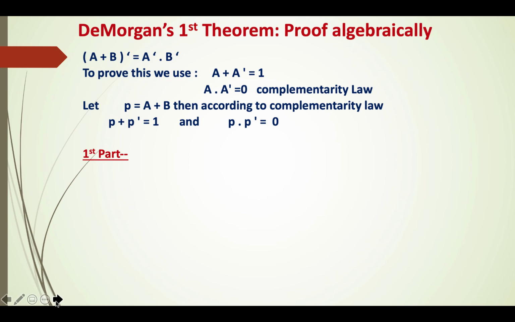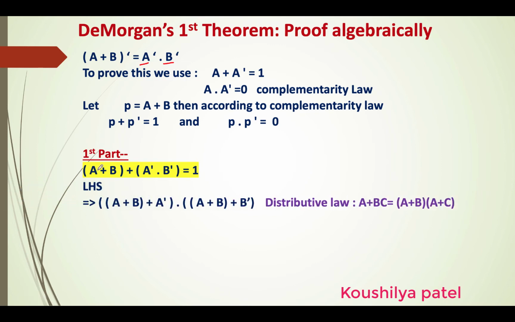So we will take the first part. First part means P plus P dash equals 1. Since P equals A plus B, P dash will be A complement into B complement. And we need to prove (A plus B) plus (A complement into B complement) equals 1. We'll take the left hand side part. Left hand side is (A plus B) plus A complement into B complement.